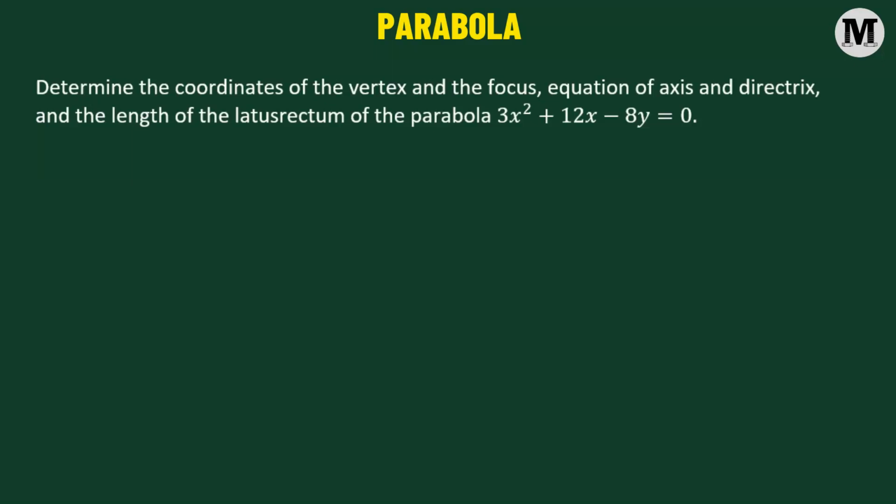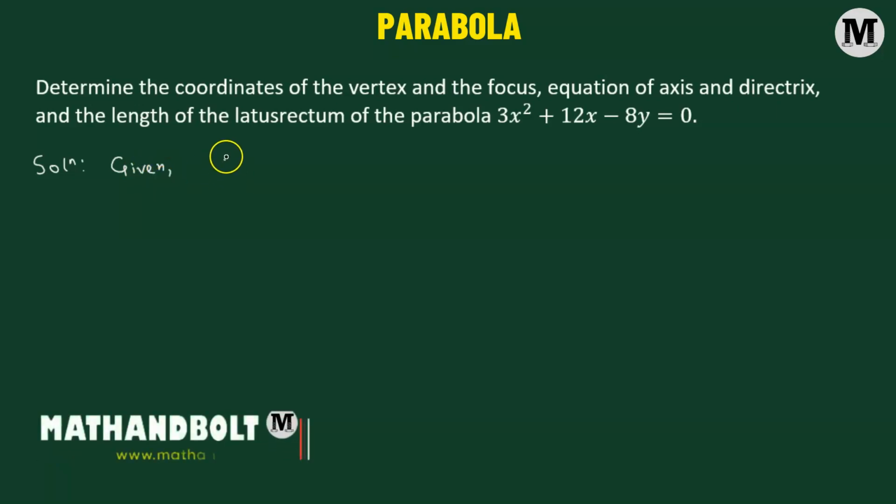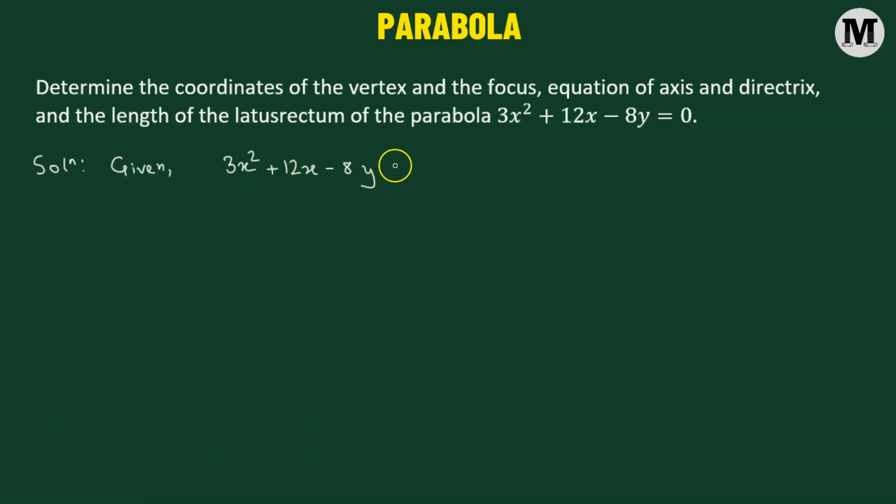So in this problem, we need to determine the coordinates of the vertex and the focus, equation of the axis and directrix, and the length of the latus rectum of the given parabola. Let us begin. So here we'll start with the equation of the given parabola. We have 3x squared plus 12x minus 8y equals 0.